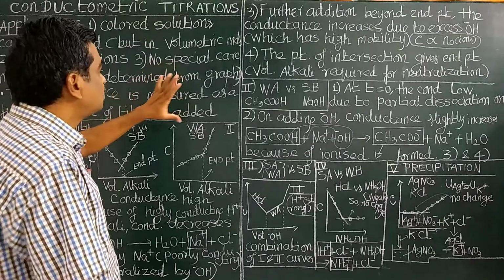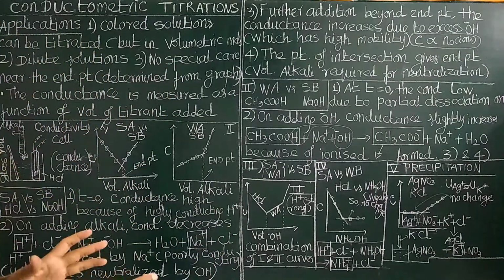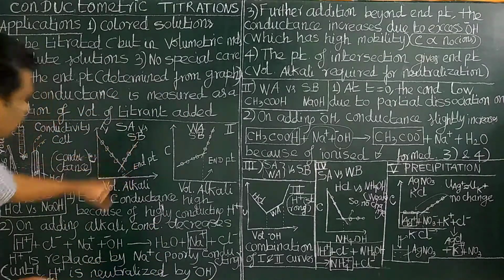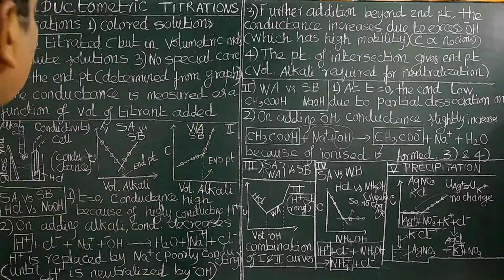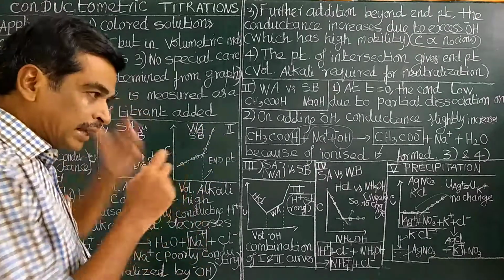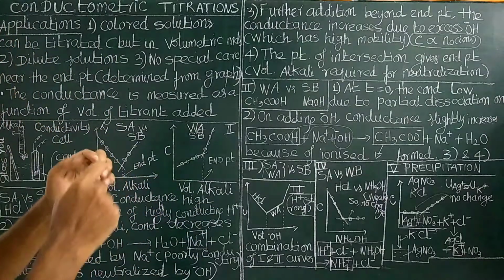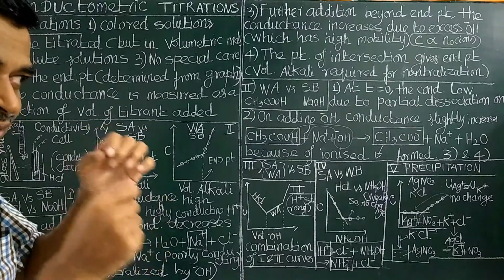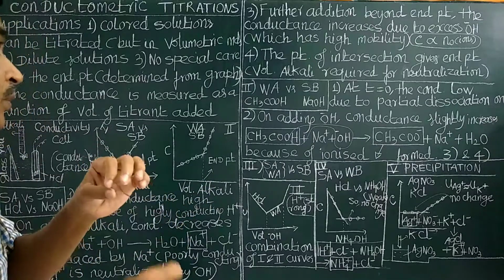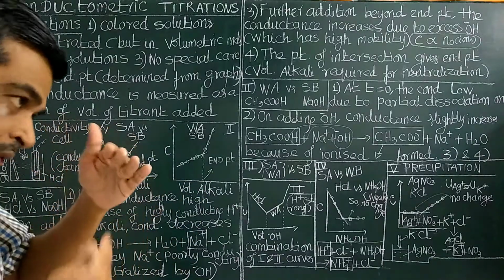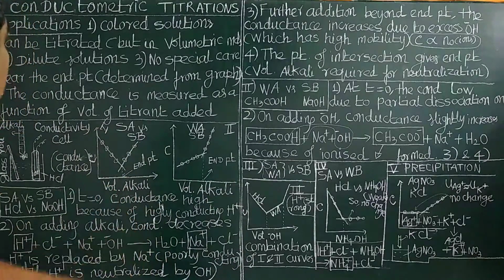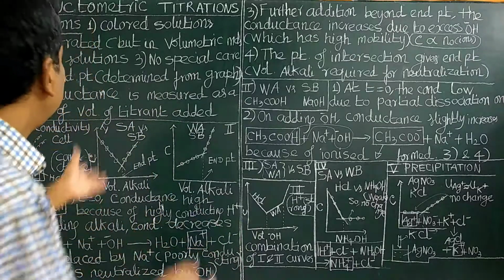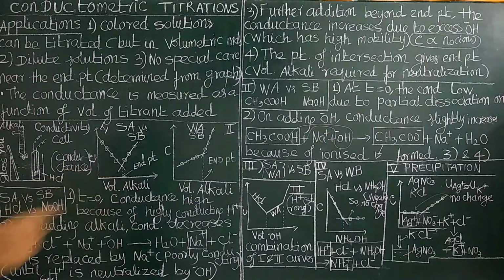And the third point, there is no need to take special care near the end point, because the end point is determined from the conductometric titration graph. For example, in the volumetric method, the end point is very important. At the end point there is a sharp change in color. So if you add excess volume, you need to repeat the titration. But here it is not required, because there is no need to take special care near the end point. We will see further why it is so.